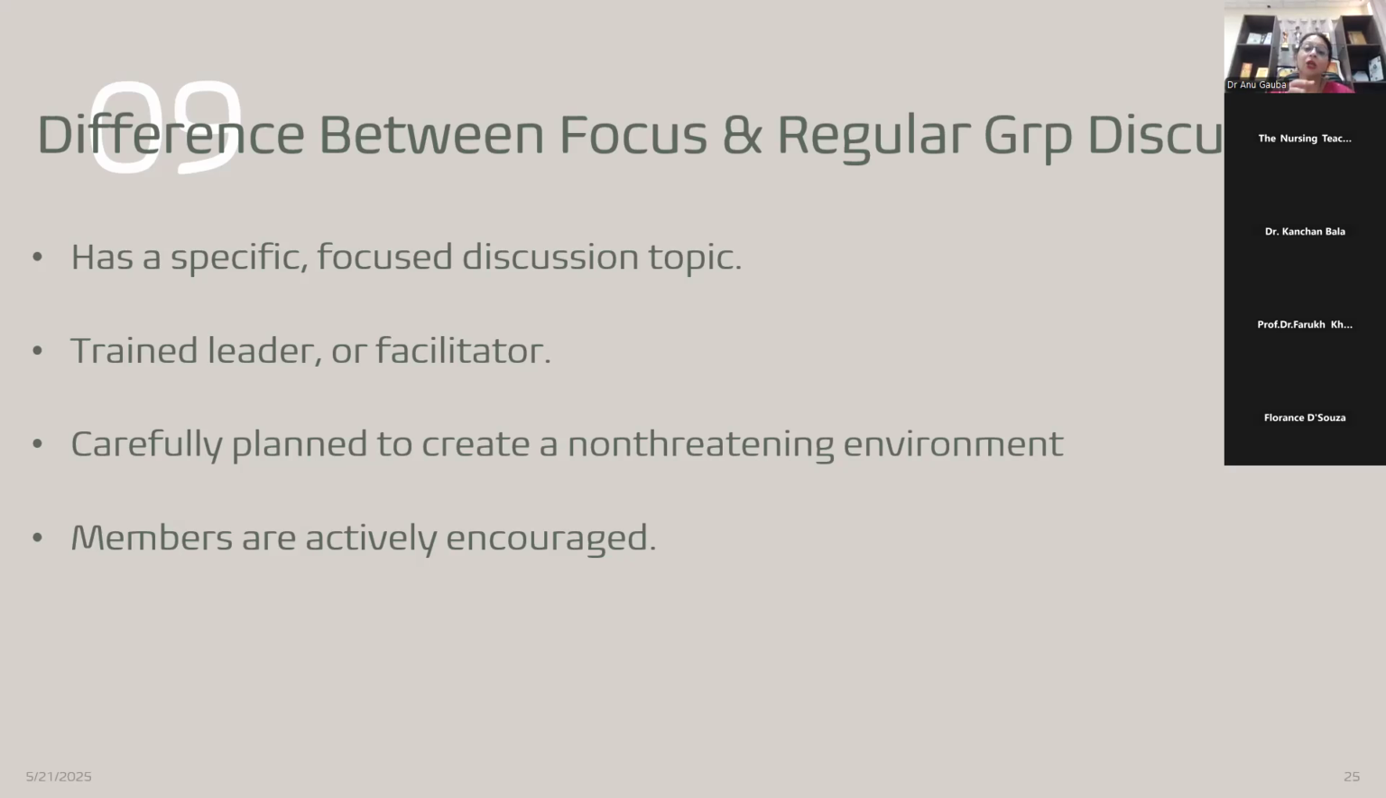Another thing, in focus group discussion, each and every member gets the chance to speak. As a moderator, as a facilitator, you encourage each and every person to speak. You share your ideas. Please tell me, what is your experience? How are your kids behaving with you? How's your health? So everybody gets the chance to speak. But in regular group discussion, few members will speak, few members will sit and listen, like that.